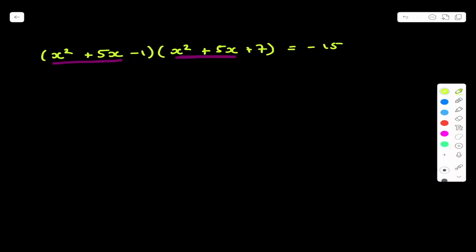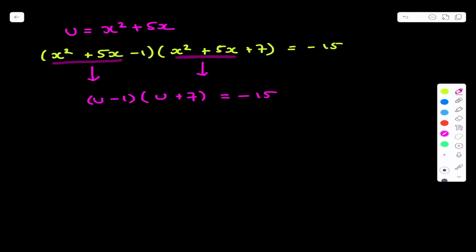So we could actually use substitution. We can make up a variable, which we're just going to call u. And we can say u is just x squared plus 5x. So in this equation, wherever I see x squared plus 5x, I could replace that with u, and that will make life a lot simpler. So let's do that. So we're going to replace that x squared plus 5x by u. So we would have u minus 1, and this x squared plus 5x also by u. So you would have u plus 7, and it equals negative 15.